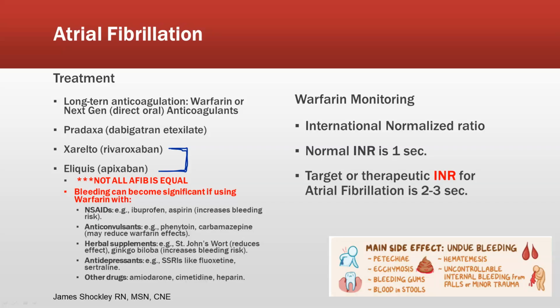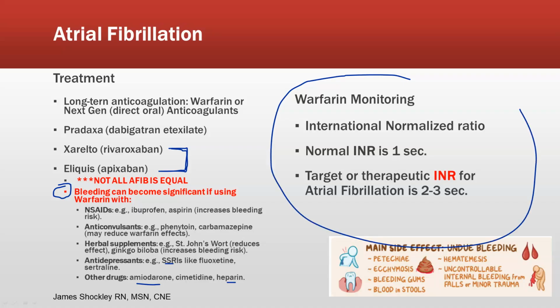Not all AFib is equal. We know that. Because of that long-term anticoagulation therapy, bleeding can become more significant, especially if we use warfarin with NSAIDs, anticonvulsants, herbal supplements, antidepressants, so your SSRIs, and of course your other medications like amiodarone or heparin. But we do expect that if you're on heparin initially, we're going to put you on heparin and warfarin just until your INR becomes therapeutic. We should all be familiar with warfarin monitoring. Remember, the normal is 1, and then it's 2 to 3 times 1 to be therapeutic, so that's our target range.